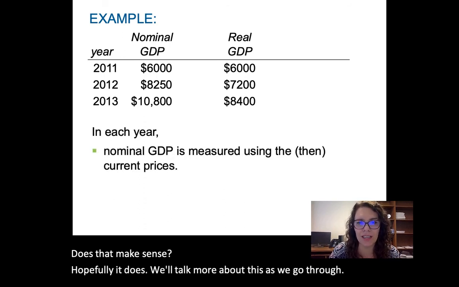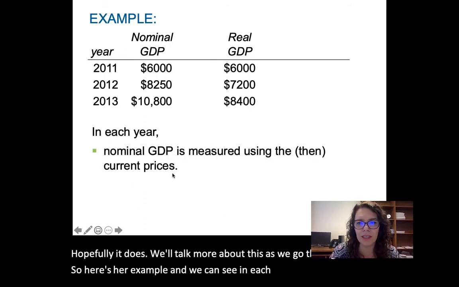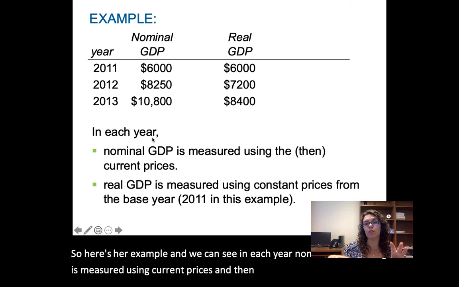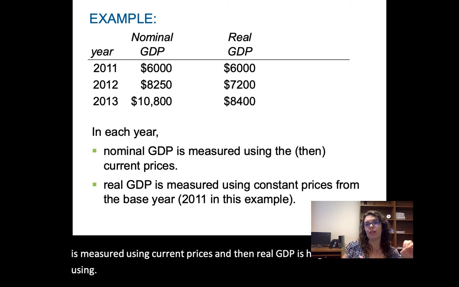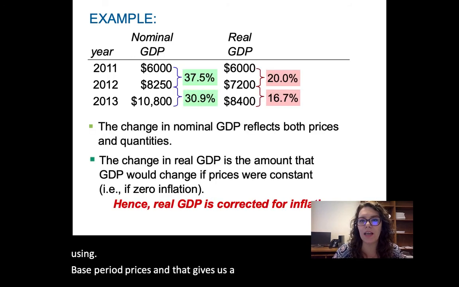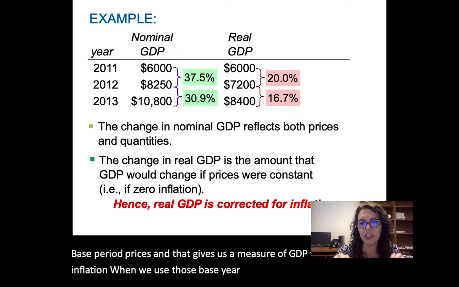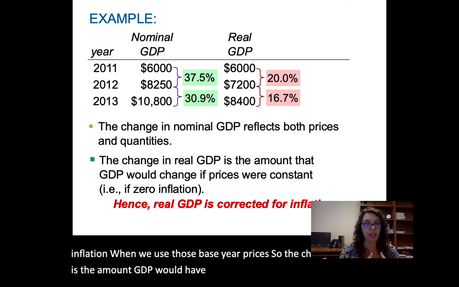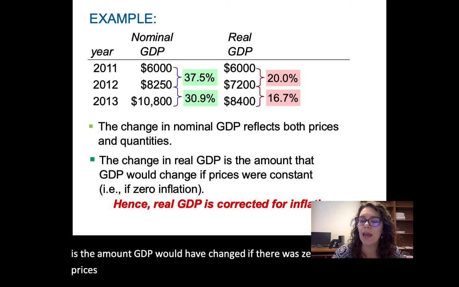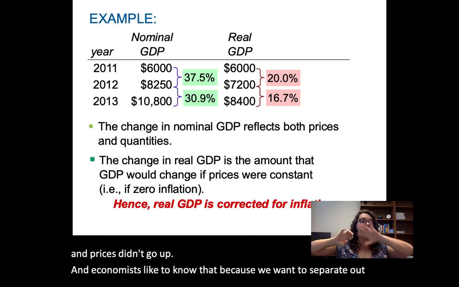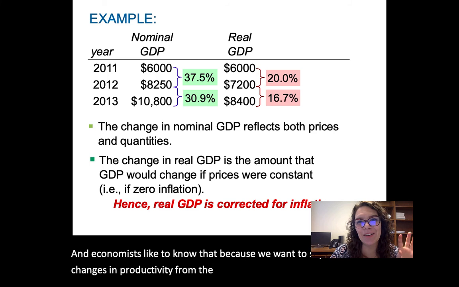So here's our example, and we can see in each year, nominal GDP is measured using current prices, and then real GDP is measured using base period prices. And that gives us a measure of GDP that corrects for inflation when we use those base year prices. So the change in real GDP is the amount GDP would have changed if there was zero inflation and prices didn't go up. And economists like to know that because we want to separate out the changes in productivity from the changes in price change, right?